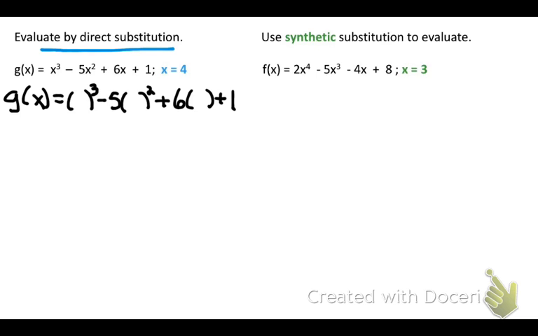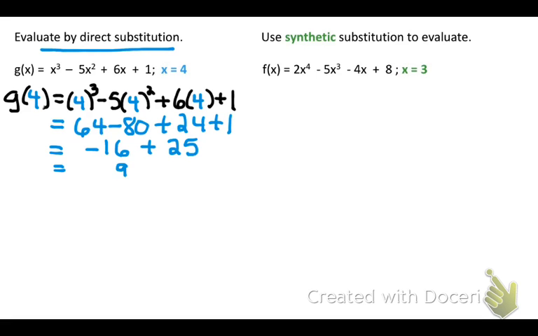Evaluate by direct substitution simply means subbing in the given value. So I rewrote the function. Whoops, you don't want to have an x there. We're going to put a 4. So in each one of these parentheses, we'll include a 4. So go ahead, pause the video, and finish the calculations.